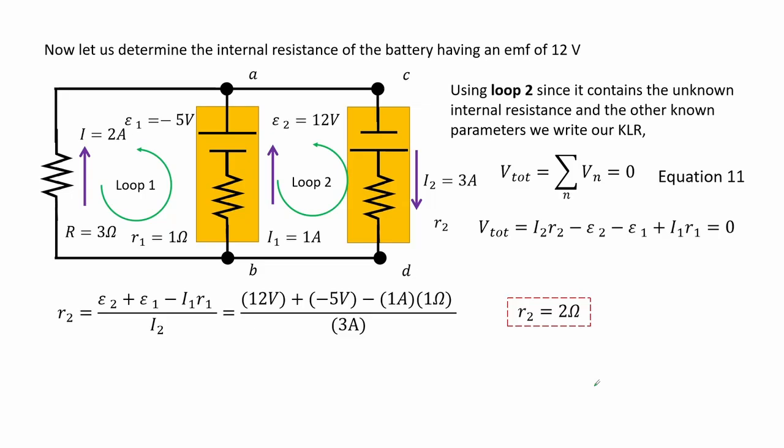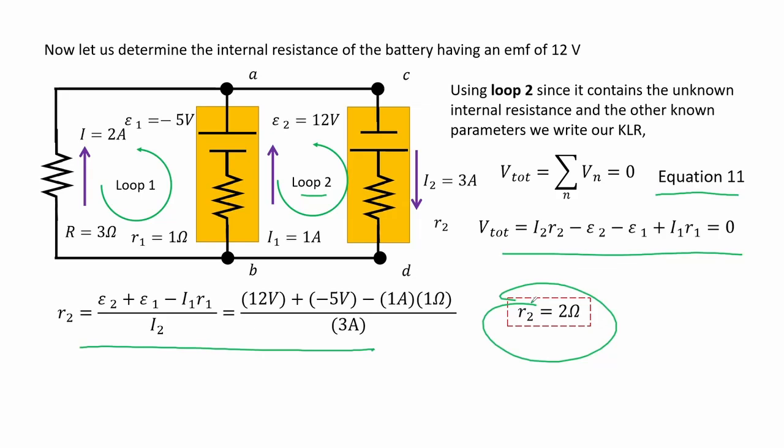Now let us determine the internal resistance of the battery having an EMF of 12 volts. Using loop 2, since it contains the unknown internal resistance and the other known parameters, we write our Kirchhoff loop rule, or KLR, shown here. We see that the internal resistance of the EMF with 12 volts is 2 ohms. Note that we have retained the negative sign of the first EMF.